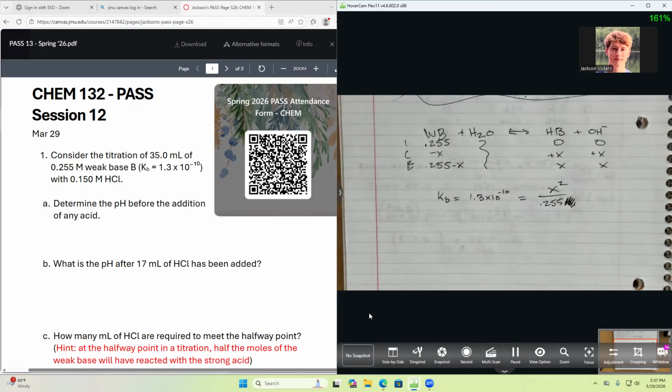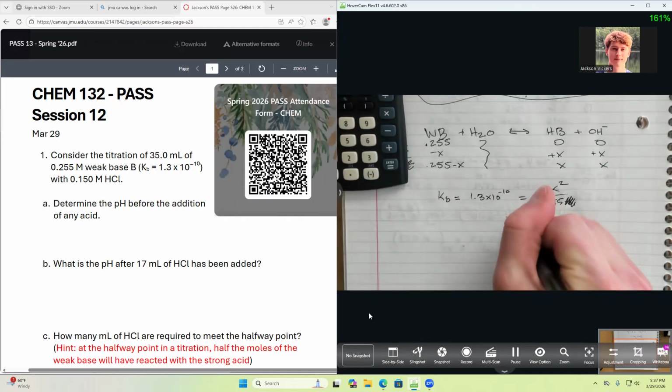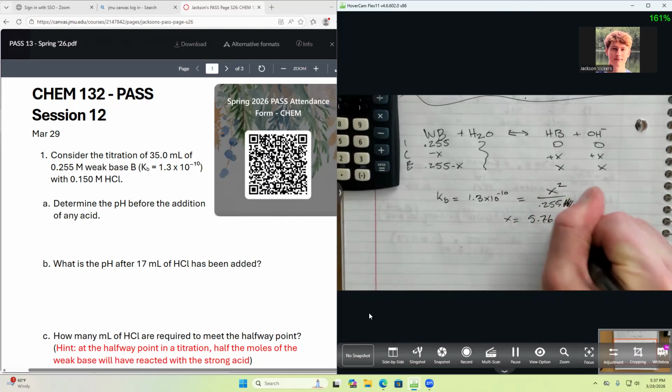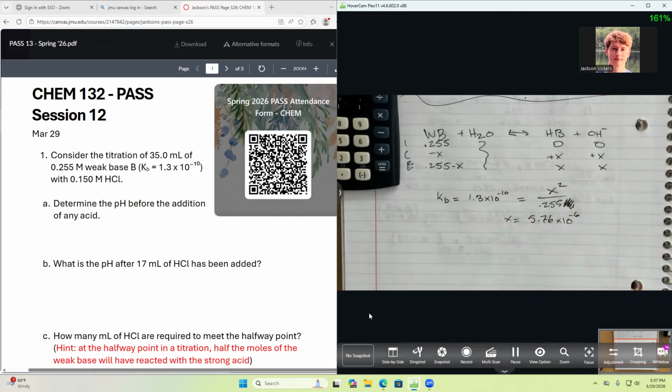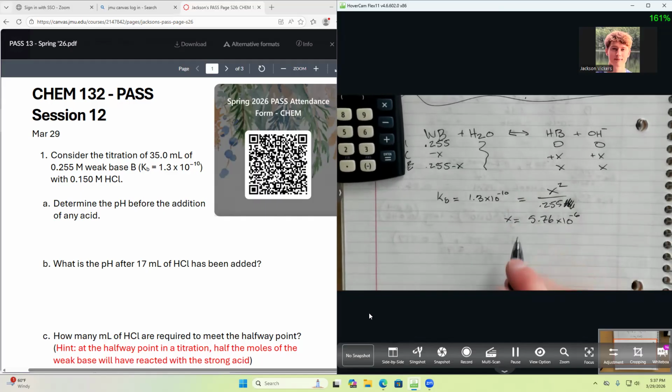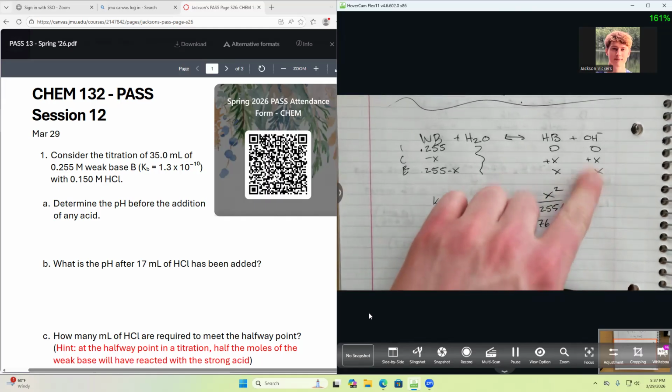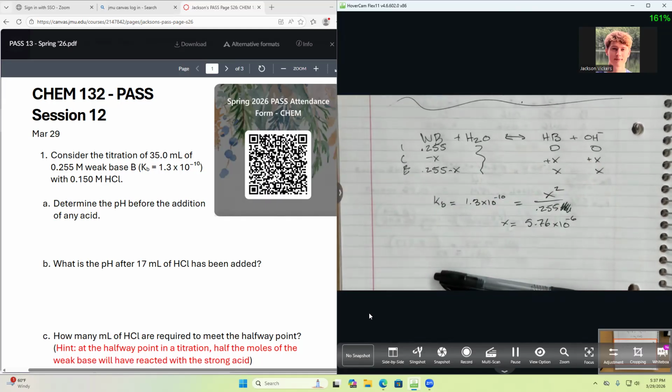So we do 1.3 times 10 to the negative 10 times the 0.255, and then take the square root of that answer. So we get x being equal to 5.76 times 10 to the minus 6. So now we're going to do what to find the POH? Negative log of that. Yep, so negative log of this, and that's going to get us, again, the POH, because that's OH minus. We want the pH, so we'll do 14 minus that at the end. So none of this is new.